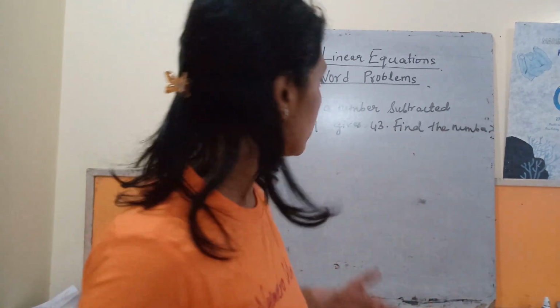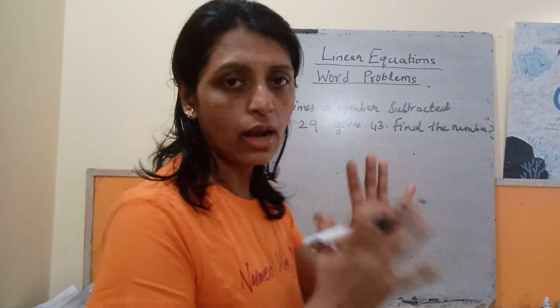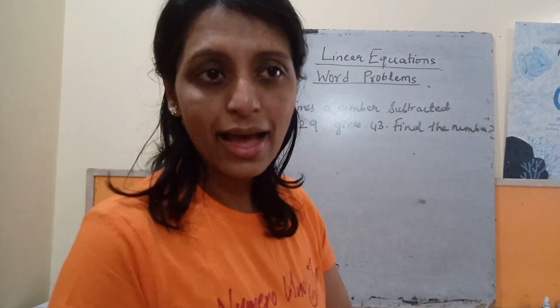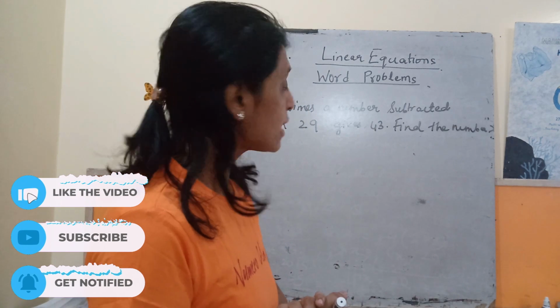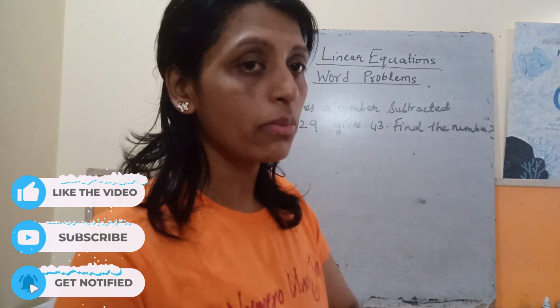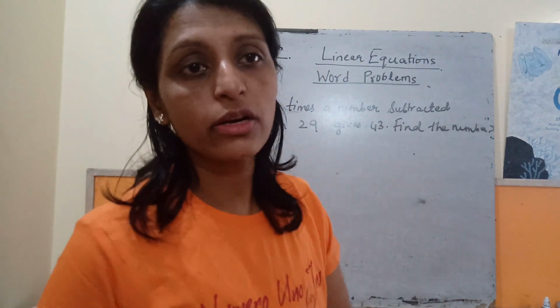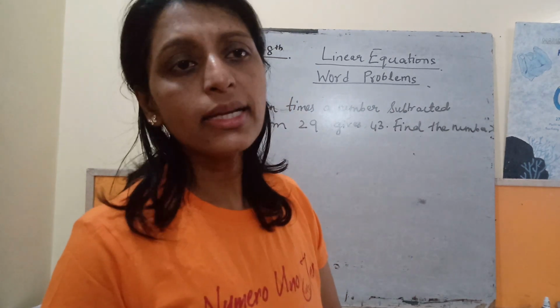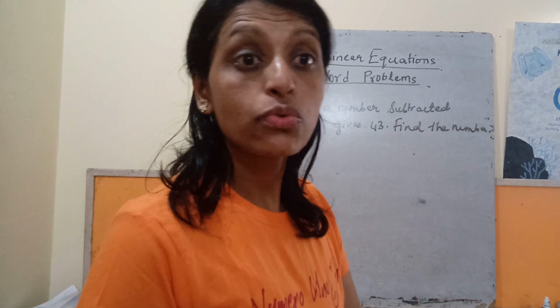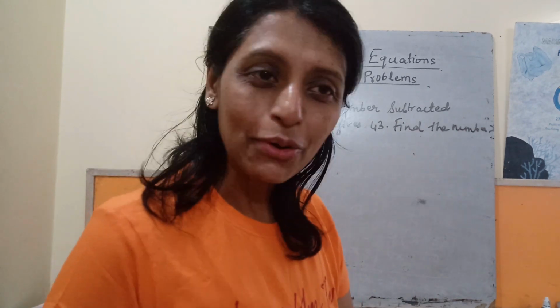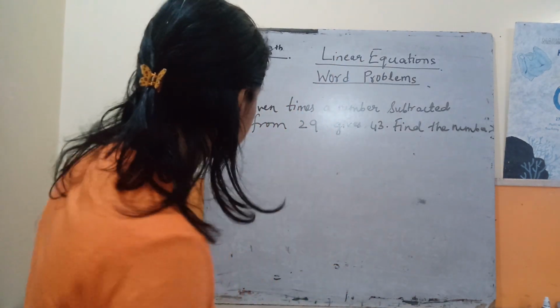Okay, once again I'm telling you that we have got one number, we don't know what that is. Okay, we have to find that number. So the condition given is that when the 7 times of that unknown number is subtracted from 29, we get the answer as 43. So we have to find the number. Okay, so let's see how to do.